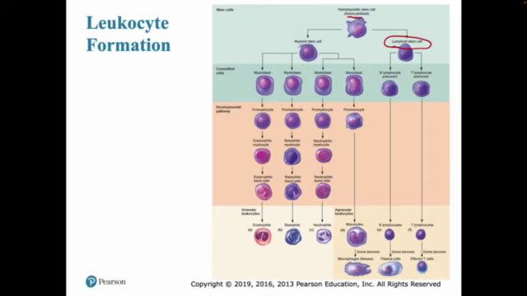Then the other cell line is the myeloid stem cell, which goes through various processes of development, and then it becomes either of the granular leukocytes: eosinophil, basophil, or neutrophil. You don't have to remember all these intermediate names, just remember where each is coming from. For example, the lymphocytes come from lymphoid stem cells, and the neutrophil, eosinophil, and basophil come from the myeloid stem cells. All right.